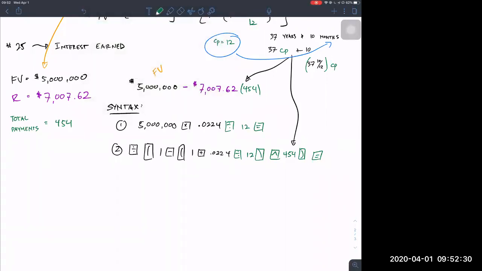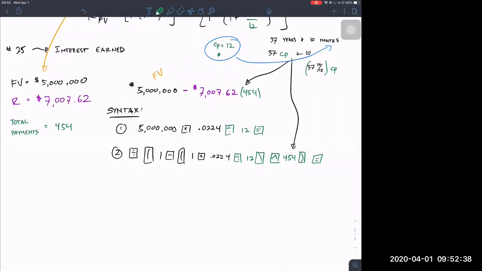So here, I'm gonna put a little star here again. That's the compound period. This is our time frame. So if we take 37 times the compounding period plus 10, that's going to equal our 454 here. 454 what? Months in this case. Okay. Yeah, thank you so much. You're welcome.